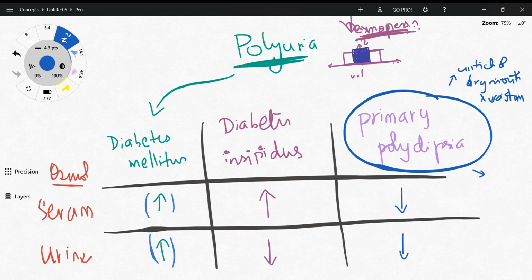And the way to differentiate between diabetes insipidus and primary polydipsia is that this is going to have hypernatremia and this is going to have hyponatremia. Okay, so that's about it for the endocrine causes of polyuria. And again, this is more of a psychiatric or drug-induced cause.